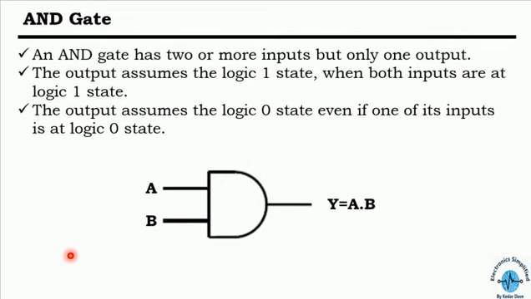So an AND gate has two or more inputs but only one output, and the output assumes the logic 1 state when both inputs are at logic 1 state. The output assumes the logic 0 state even if one of its inputs is at logic 0 state. So that can be understood by further operation of this logic gate.